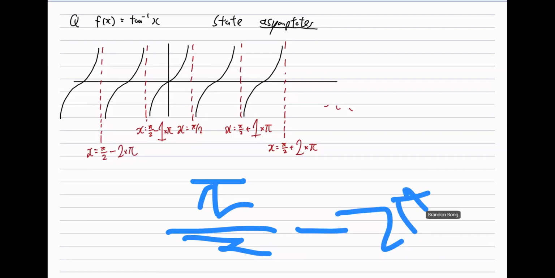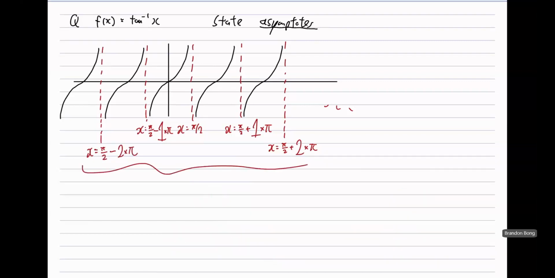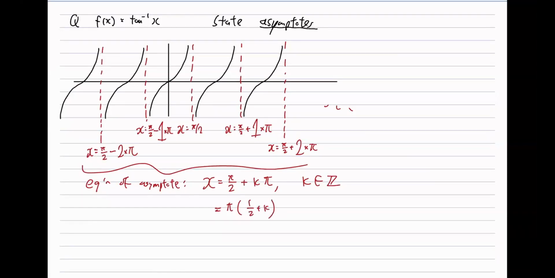So in general, the equation of the asymptote, where asymptote means the graph will approach it but never actually touch it, will be x equals pi over 2 plus k times pi, where k is an integer. Okay? Make sense? You can factor out the pi if you want to. You get half plus k. Okay, that is for tangent inverse.